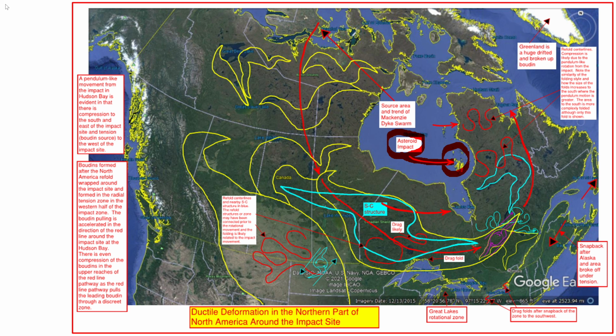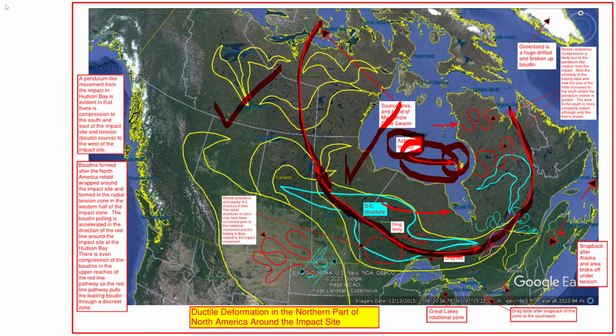But this red line that I'm highlighting, that's basically a discrete path that even pulls the boudins slightly into what was once the compression zone. So again, you got your tension zone on this side because there's this pulling from this pendulum-like motion, and there's a compression going this way from the actual impact of the asteroid.